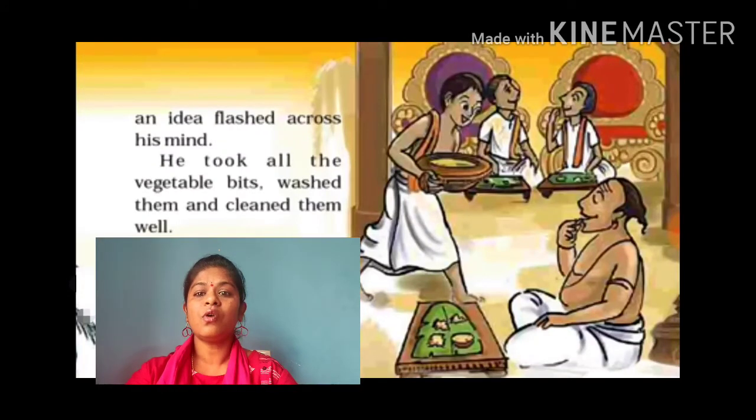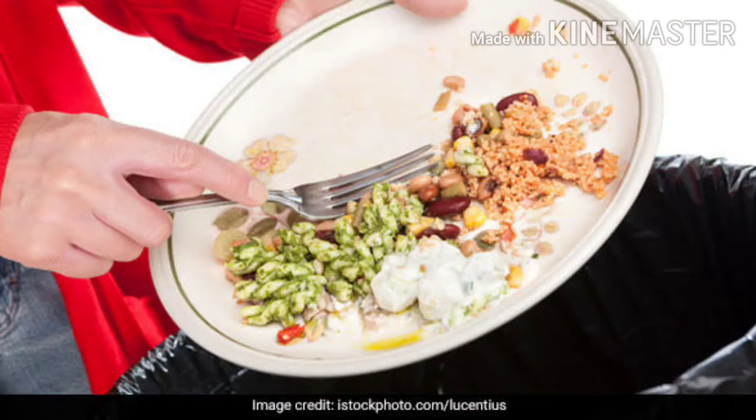To begin with today's session, let's get back to our textbook. He took all the vegetable bits, washed them and cleaned them well. As the cook was compelled or forced by the king not to waste such a huge quantity of vegetable scraps, the cook had to think of an alternative use for those scraps.